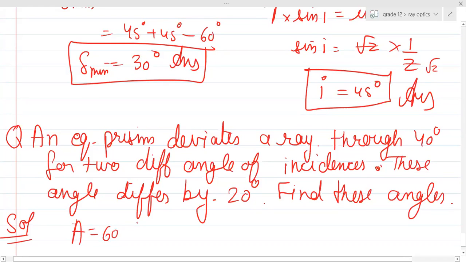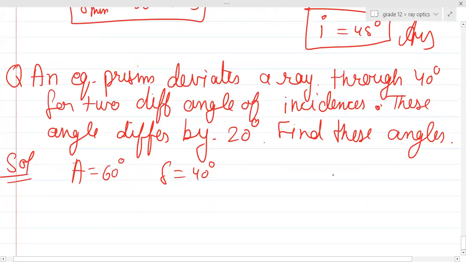A is 60 degrees, and according to the question, the deviation is 40 degrees. So can you see over here, deviation is basically I plus E minus A. Yes or no? So delta is 40 plus A is 60, which is basically I plus E.